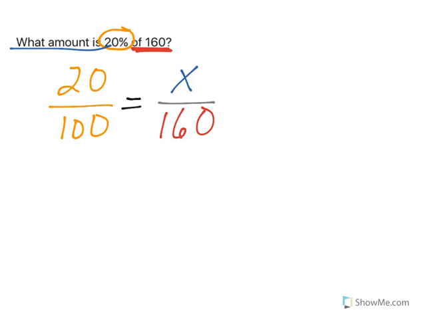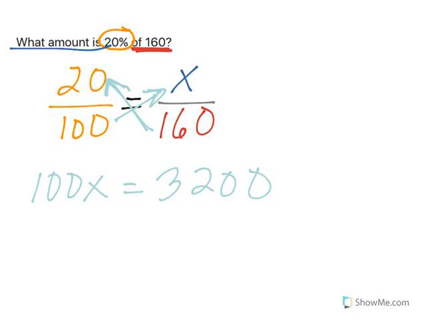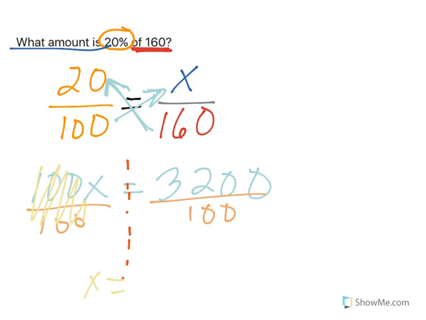So now, to solve a proportion, we cross multiply. So 100 times x is 100x. 160 times 20 is 3,200. This equal sign splits it equally. To get x by itself, I'm going to divide both sides by 100. These reduce, and I'm left with x equals 32.